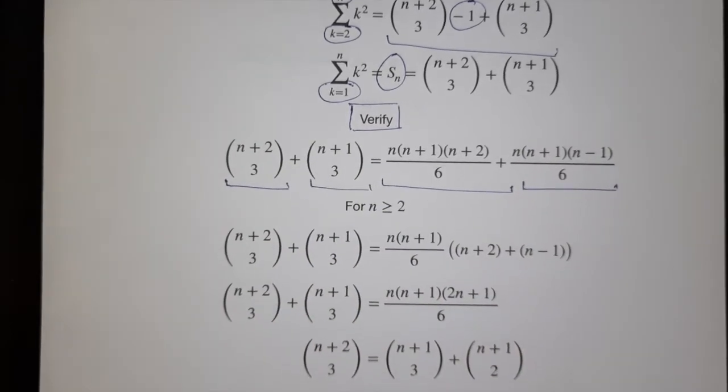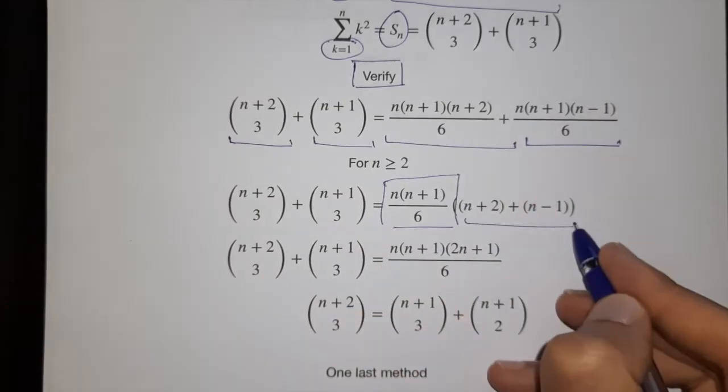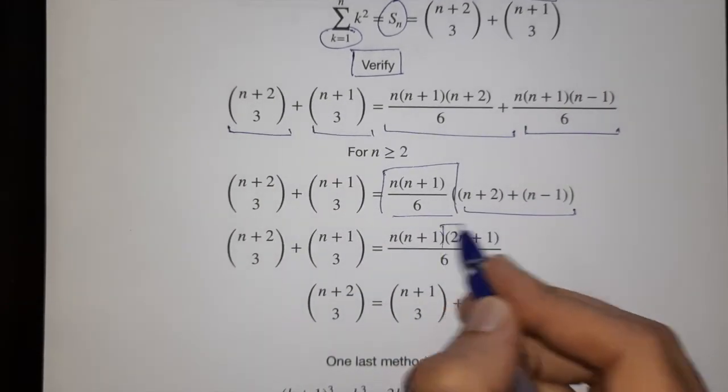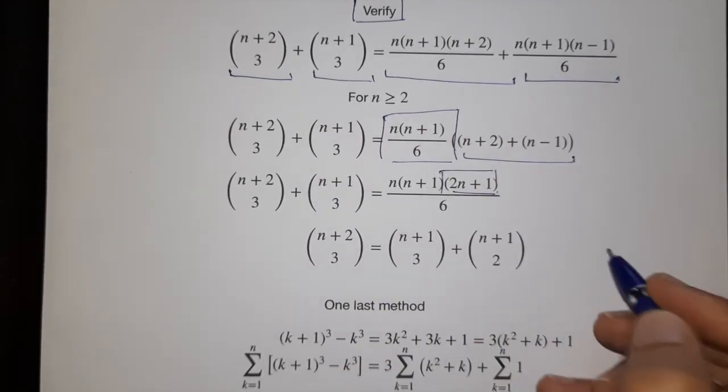On factoring out n into n plus 1 upon 6, the linear factor in the parentheses is n plus 2 plus n minus 1, which equals 2n plus 1. We can justify the formula as being true in another faster way as well.